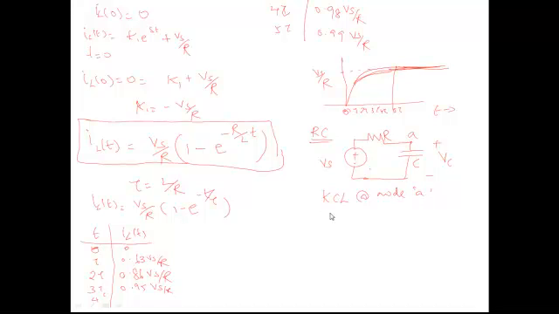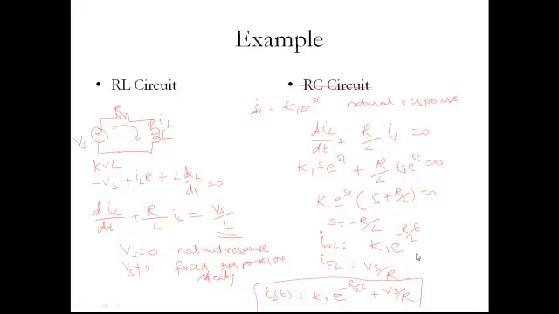What is KCL at node A? The current through the resistance is Vc minus Vs divided by R, plus the current through the capacitance, C into dVc divided by dt, equal to 0. Organize this equation: dVc by dt plus Vc divided by Rc equals Vs divided by Rc. So again you are having the right side of the equation also. If Vs equal to 0, then that is the natural response. If Vs is not equal to 0, then that is the forced response, which is similar to the previous example we have seen.